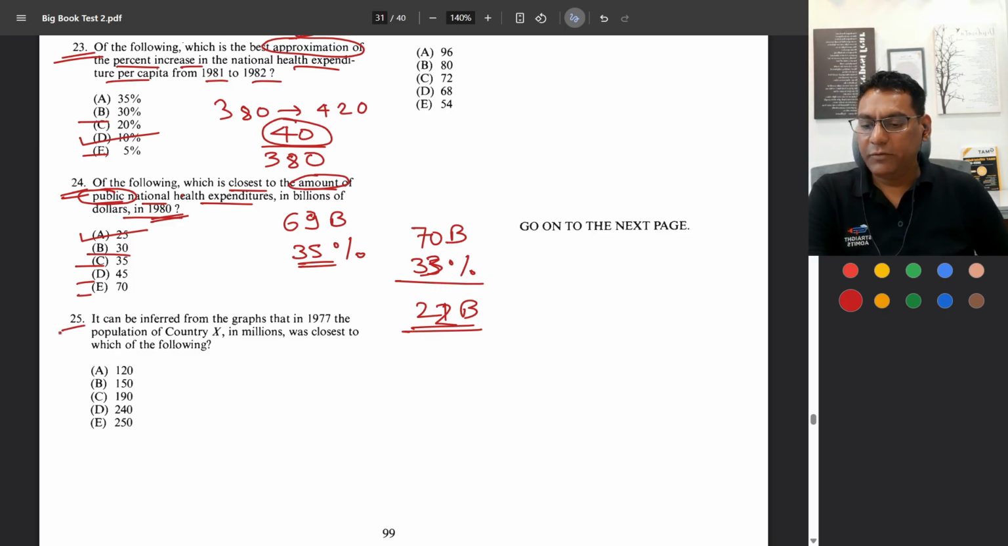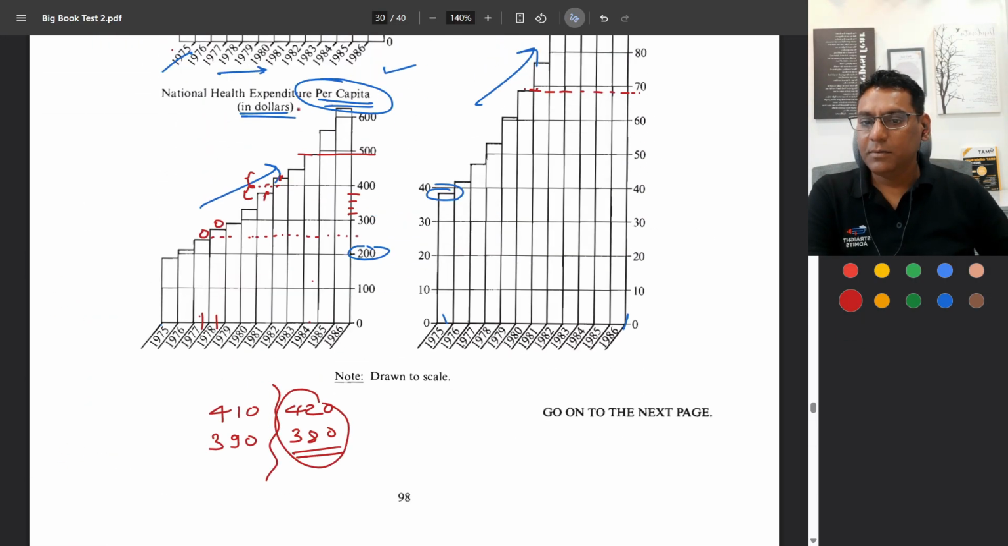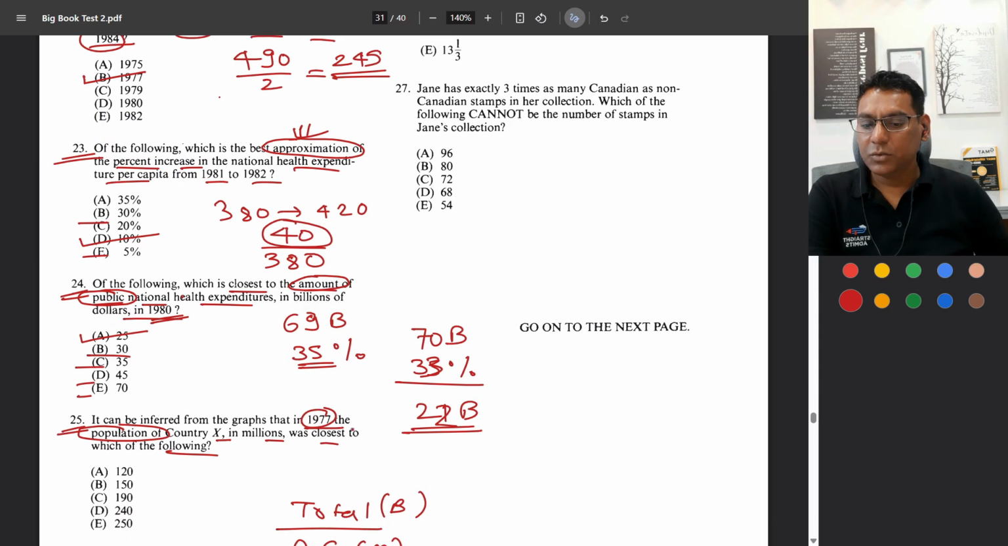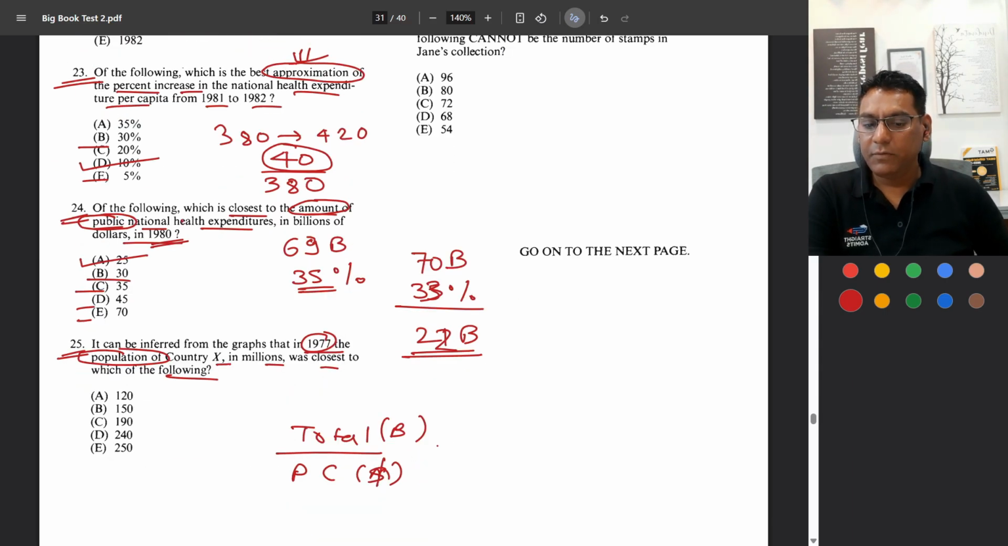Question number 25. It can be inferred from the graph that in 1977, the population of country X in millions was closest to which of the following? Now there is no population given in any of the graphs. But we know per capita expenditure and total expenditure, so we can take the ratio. That will give us the population. So 1977 total in billions divided by per capita in million, that will, okay, now per capita is not in million, per capita is in dollars. Sorry. So per capita in dollars will give me something in millions. That is for 1977.